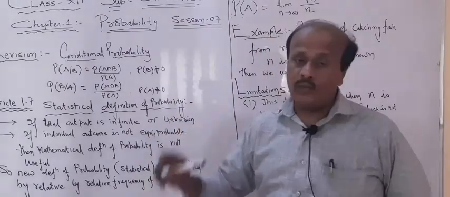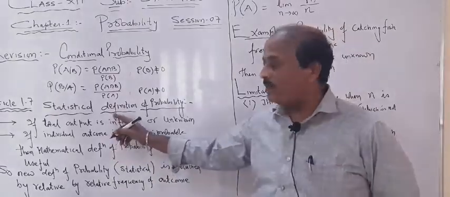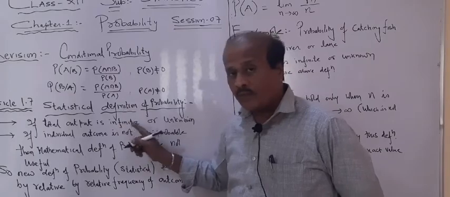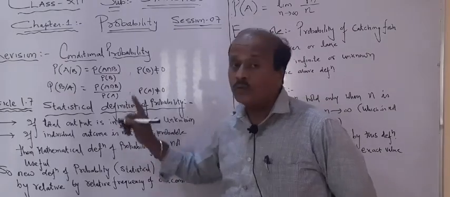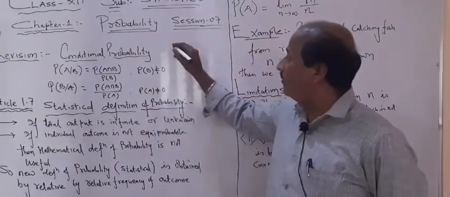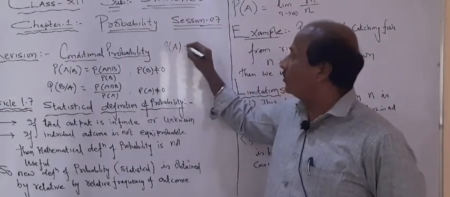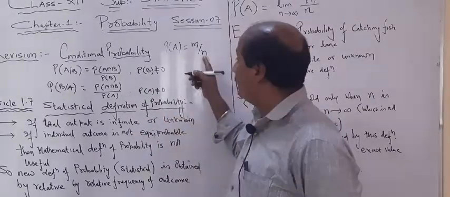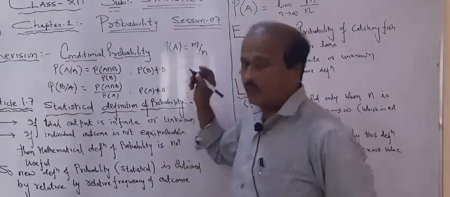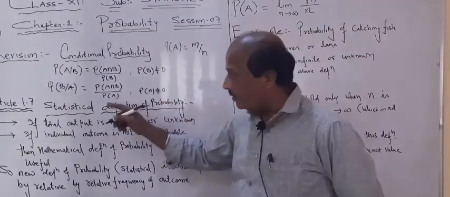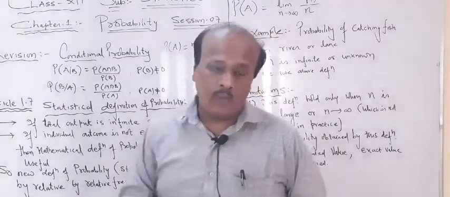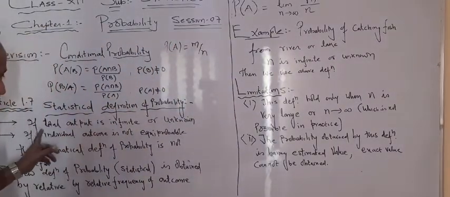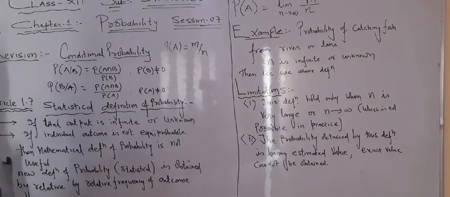Earlier, when I was telling you the limitations of the mathematical definition of probability, the biggest limitation was that if the outcomes were infinite or large, we cannot use the earlier formula. The earlier formula was probability of A is equal to m by n. So the earlier limitation was that if n was very large, this formula cannot be used. But now in a new definition, we'll try to modify this formula.